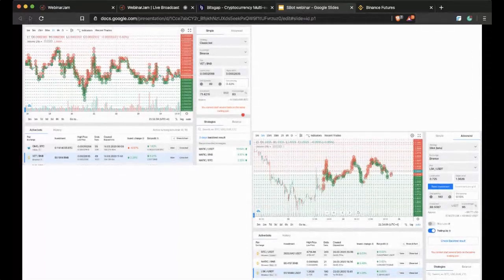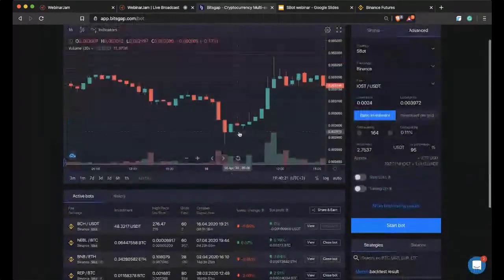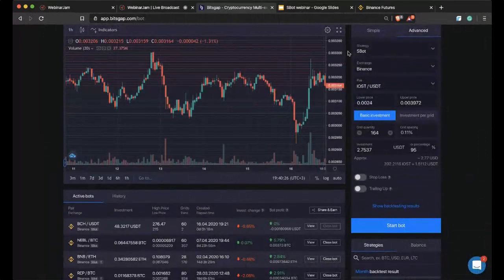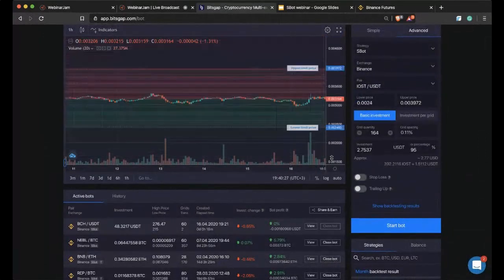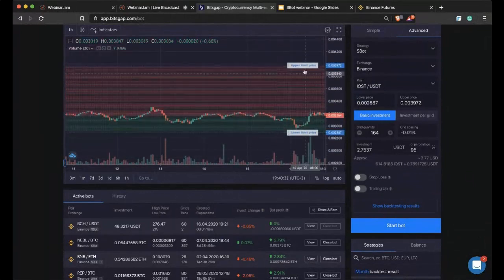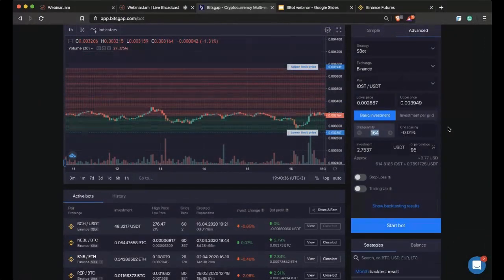The question is, what is the ideal grid spacing for the SBot? Well, it depends on the current market condition. As I already demonstrated, you can have either a narrow buy zone or a wider sell zone. In this case, you see that 164 grid levels is too much for the bot.